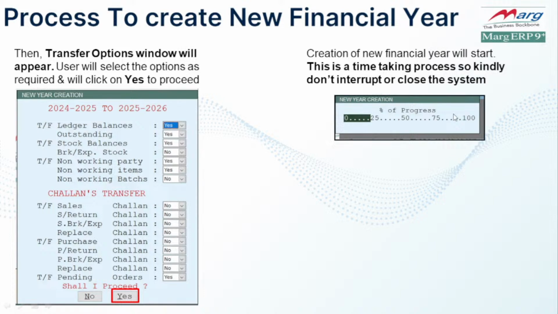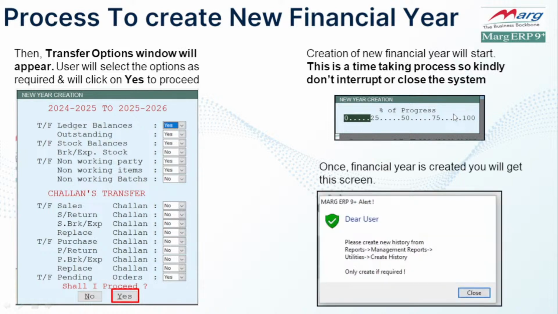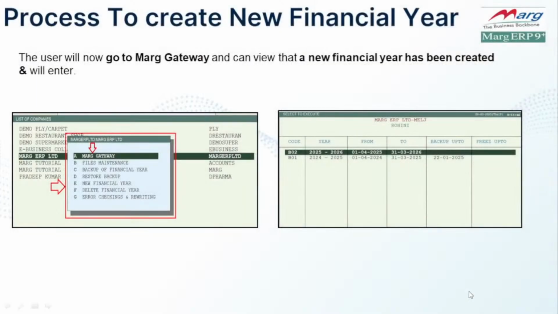It depends upon the customer data, how much data you have. According to your data, it will take some time. Once it is completed, you will see a message that it is done successfully, and you can simply close this. So we click on close. Now your financial year is ready to use. You can simply click on the same company.